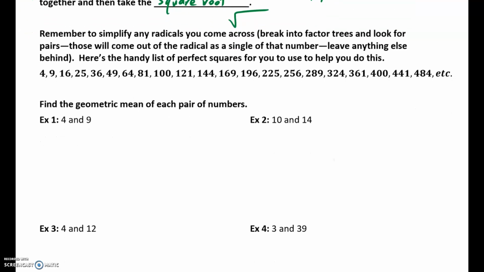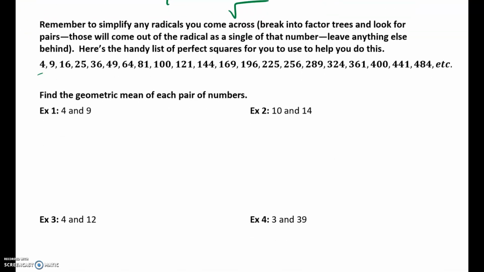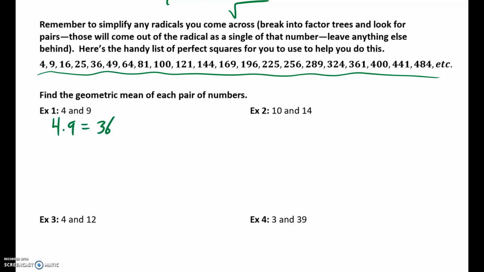So let's try. Find the geometric mean of each pair of numbers. We might use this handy-dandy list of perfect squares to help us out. So find the geometric mean of 4 and 9. So literally we're going to multiply these together. 4 times 9 is 36, and then we are going to take the square root of 36. Hopefully most of you realize that's 6 times 6, so that's my pair. So the geometric mean of 4 and 9 is 6.